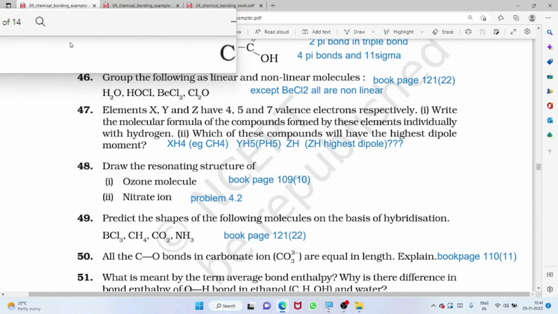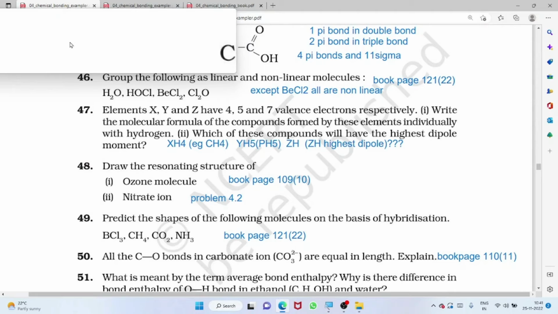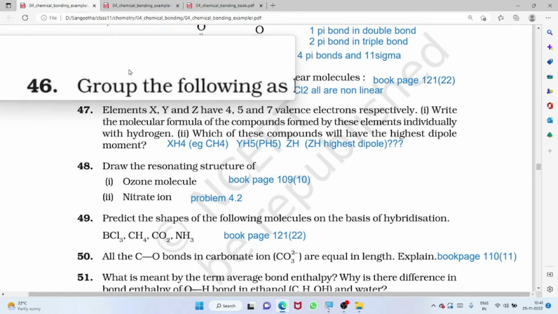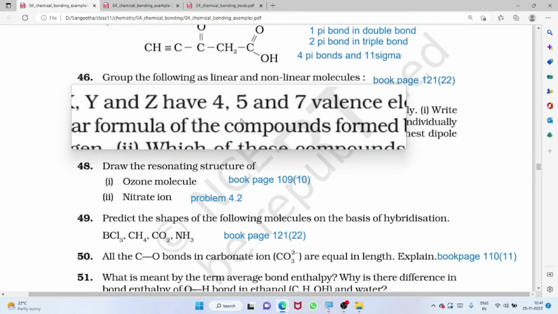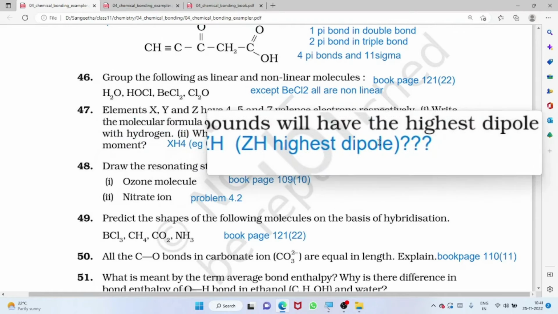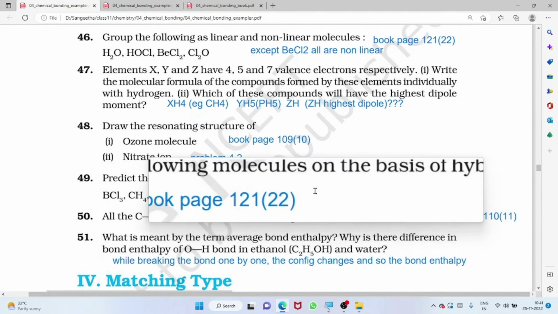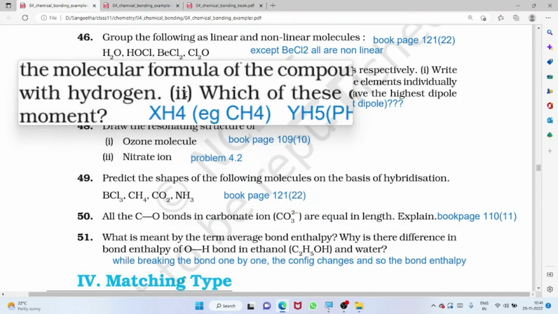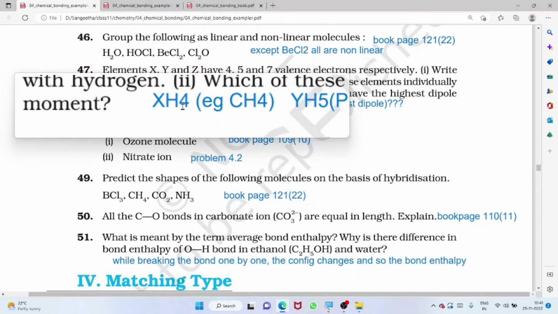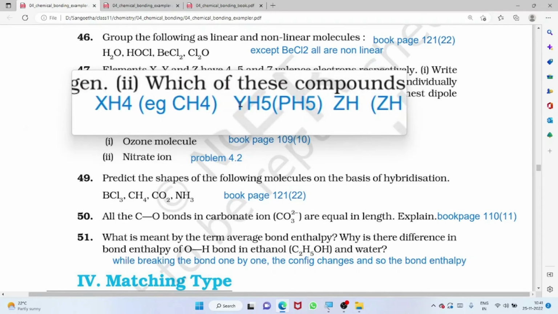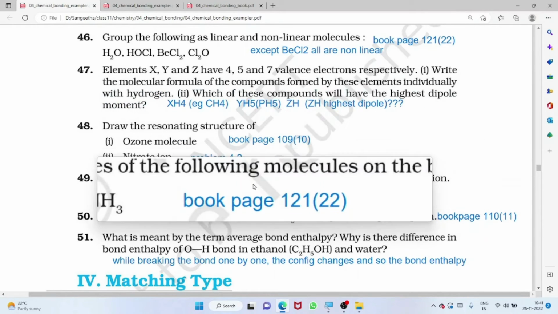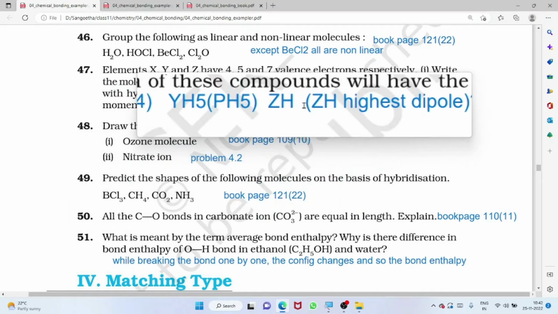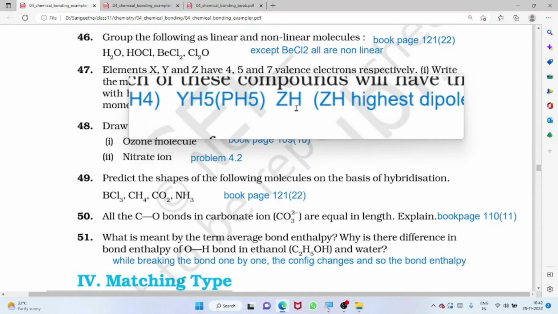Elements X, Y, Z with their valence electrons are given. Write the molecular formula of the compounds formed by these elements individually with hydrogen. Here hydrogen forms a single bond. With 4 valence electrons, then 5, then 7 valence electrons. The first, four valence electrons: XH4, that is CH4 for example. Here 5 valence electrons, PH5 for example. Like that, for 7, only one electron is required, so it is XH.